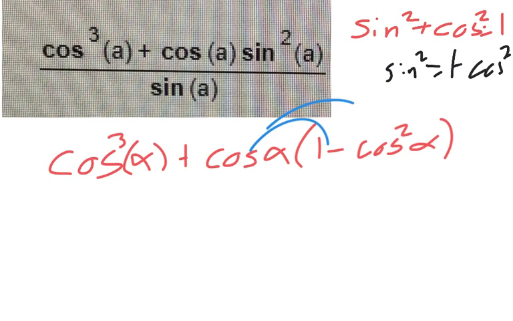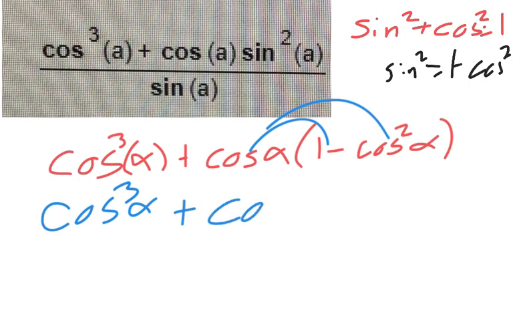From here we need to distribute. So I'm going to be left with cosine cubed of alpha plus cosine of alpha times 1 is cosine of alpha. Cosine times negative cosine squared. So that's a cosine to the first times a cosine to the second. That's going to leave me with a negative cosine to the third.